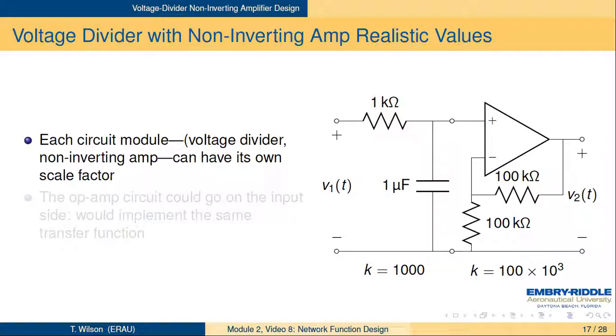So the voltage divider here has a scale factor of 1,000. So the 1 ohm goes to a 1 k ohm, and the 1 over the 1 millifarad goes to 1 microfarad. But we use some big resistors over here in the non-inverting amp, because basically, think about it. You've got this voltage drop V2 going across these two resistors, and you're splitting that so you get V2 over 2 at the minus terminal.